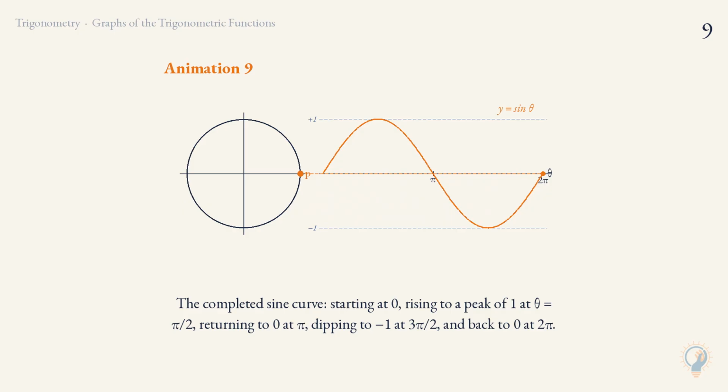The completed sine curve, starting at 0, rising to a peak of 1 at theta equals pi over 2, returning to 0 at pi, dipping to negative 1 at 3 pi over 2, and back to 0 at 2 pi.